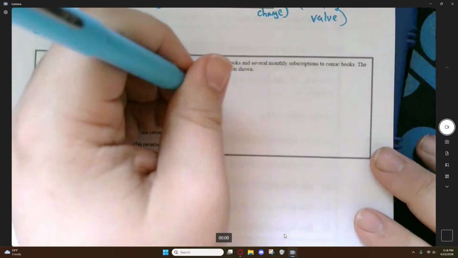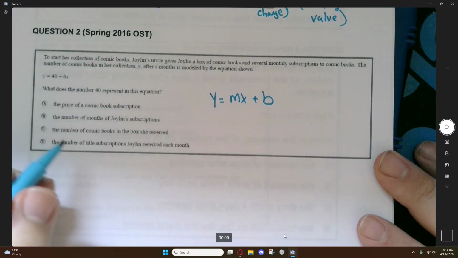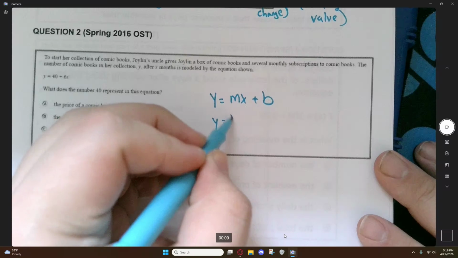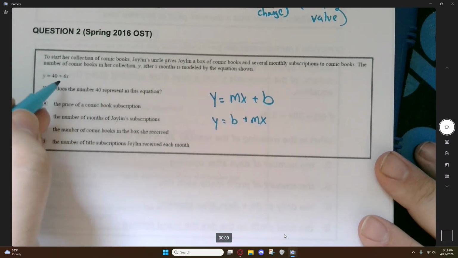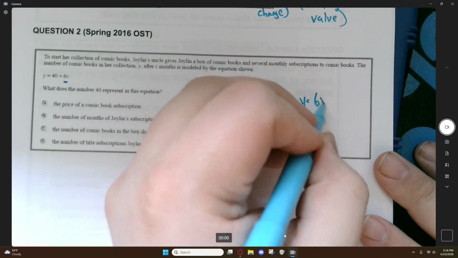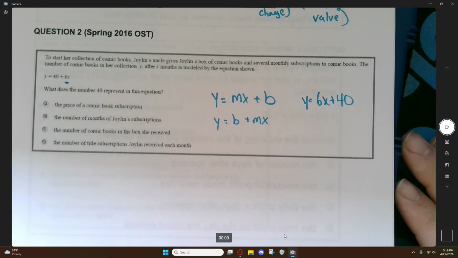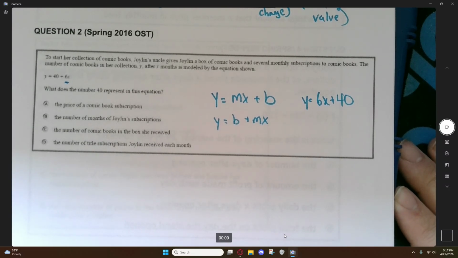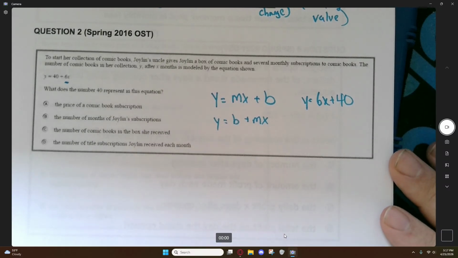So again, y equals mx plus b, right? It's in a different order. Right now, this is essentially y equals b plus mx, because the 6 is the one with the x. We could rewrite this as y equals 6x plus 40, if you want it to be in y equals mx plus b form, by the commutative property. Okay, so what does 40 represent? Well, as we said last question, b represents our starting value.